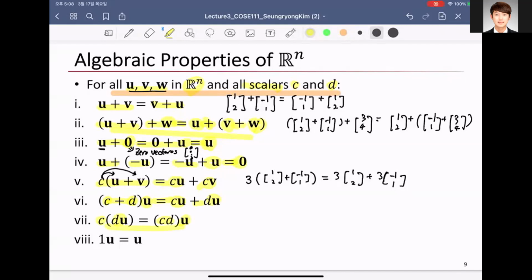Very intuitive, right? 1 times u is equal to u. These four kinds of properties are relevant to the summation. These four kinds of things are relevant to the multiplication of a matrix.